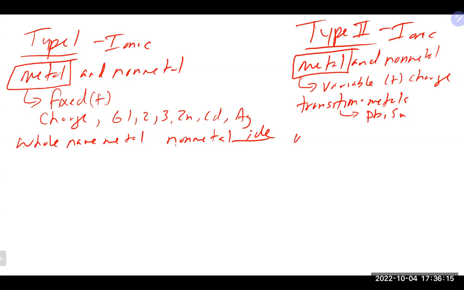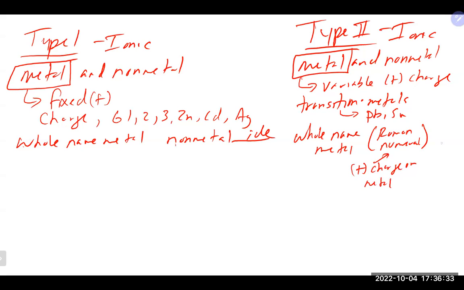So once again, we do the whole name of the metal. We do a Roman numeral, and that Roman numeral is the positive charge on the metal. And once again, our non-metal comes at the end with the -ide at the end of it.